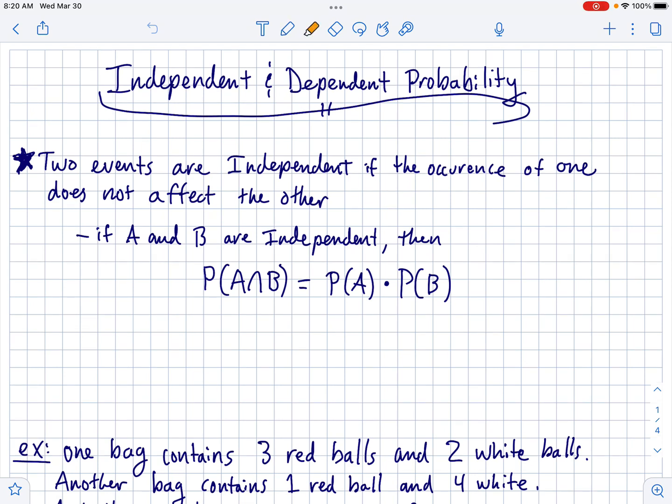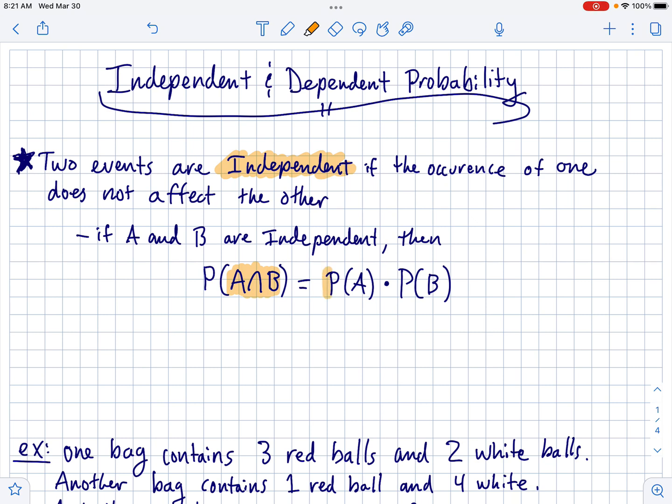Today we're going to talk about independent and dependent probabilities. First of all, the definition of independent. Two events are independent if the occurrence of one does not affect the other. An example would be if you roll a die and then flip a coin, what's the probability you get a heads and then a 5? The coin flip or the die roll doesn't influence the probability of the other.